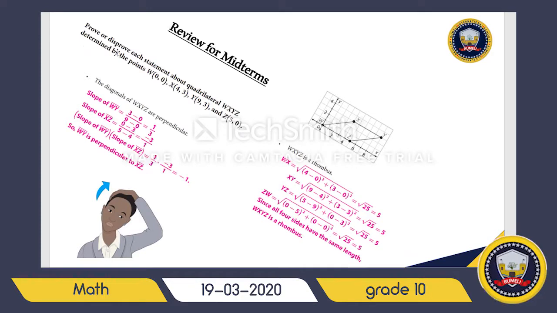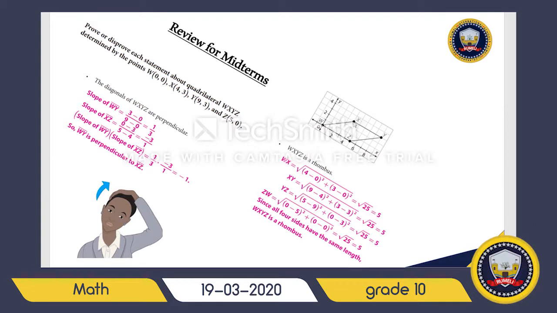Now prove or disprove each statement about quadrilateral WXYZ determined by the points W, X, Y, and Z. Okay, I need to prove or disprove these two statements. Let me start from statement number 1. The diagonals of the shape WXYZ are perpendicular. So first, I will find the slope of XZ and the slope of YW, which are the diagonals.